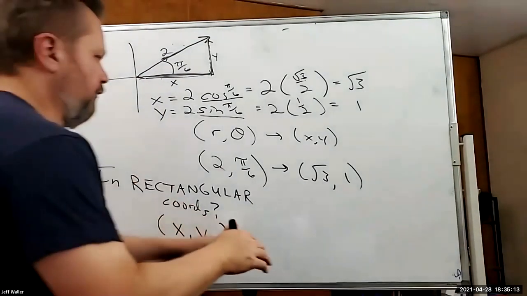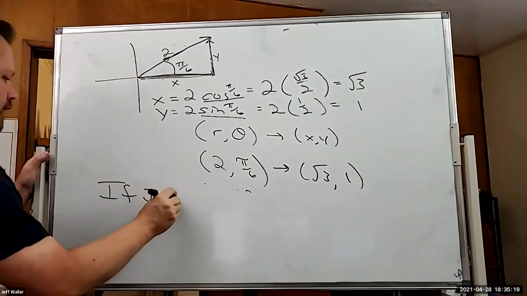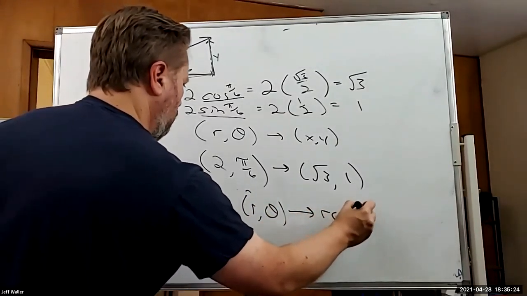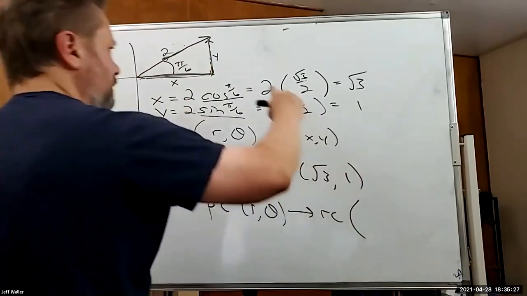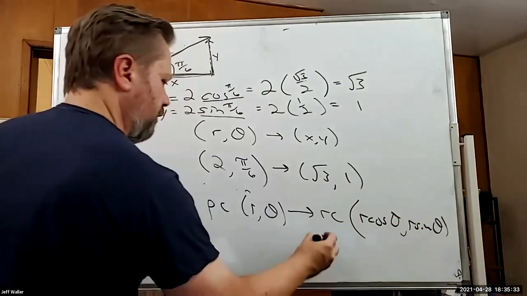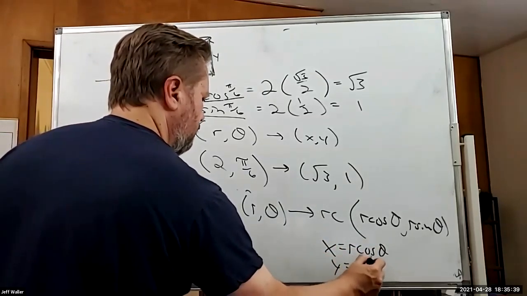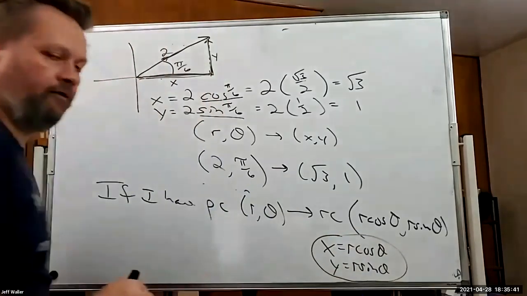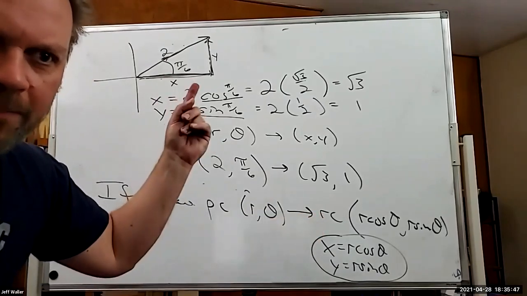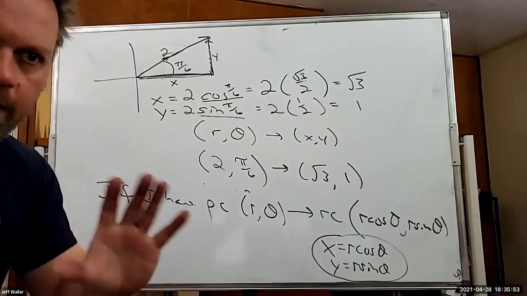So in general, we should be able to do this. If I have polar coordinate r, theta, that becomes rectangular coordinate r cosine theta, r sine theta. Is that cool? So I can write it even better: x equals r cosine theta, y equals r sine theta. Something we've known forever, but we've never packaged it like this. We know this, but we never thought about it like this exactly. Okay, I like it.